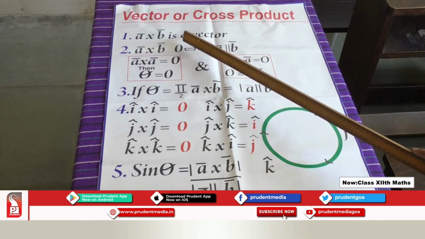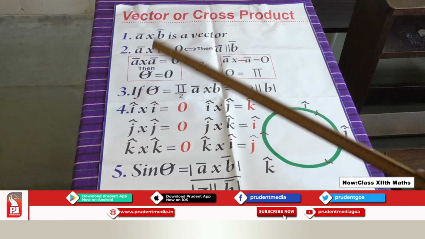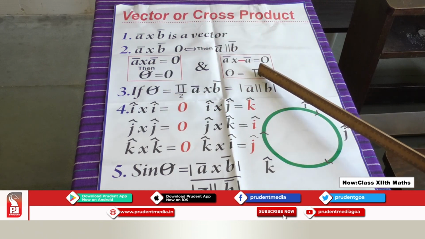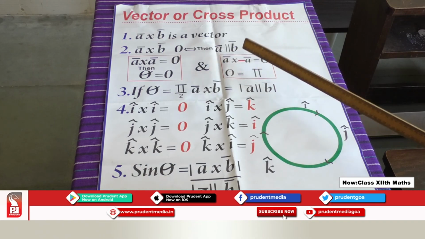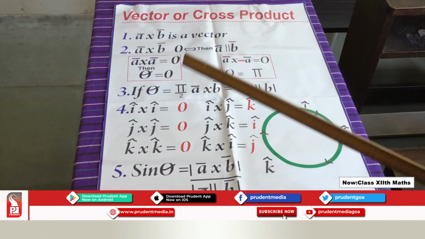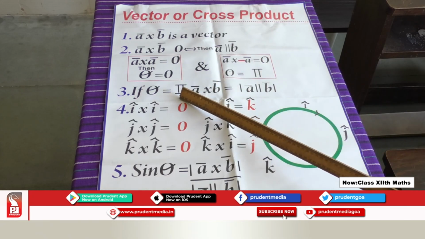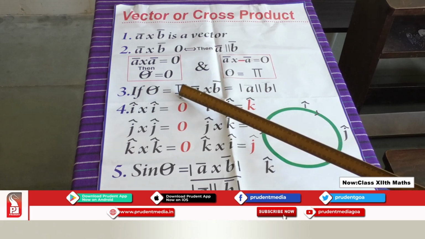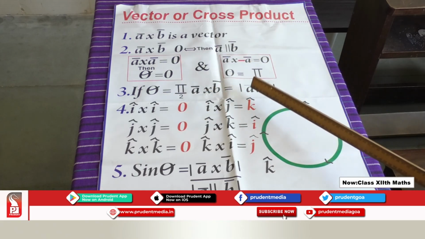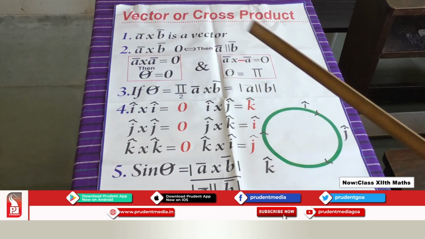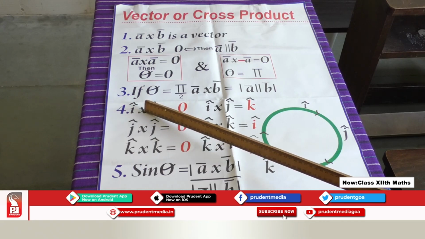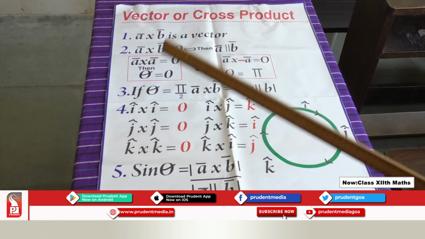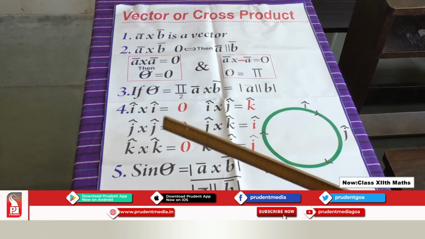Similarly, A cross A will be 0 when theta equals 0. When theta is pi, you will get sin pi, and that is also 0. So A cross minus A is also 0. When theta is pi by 2, when two vectors are perpendicular, sin pi by 2 is 1, that is why A cross B is modulus of A into modulus of B. Now i cross i, the angle between i and i is 0, therefore sin 0 is 0, that is why you are getting i cross i is 0, j cross j is 0, k cross k is 0.